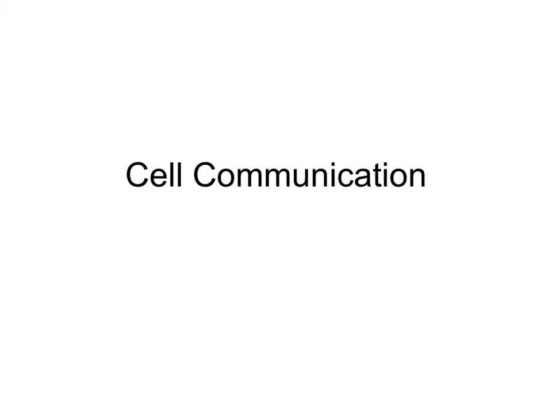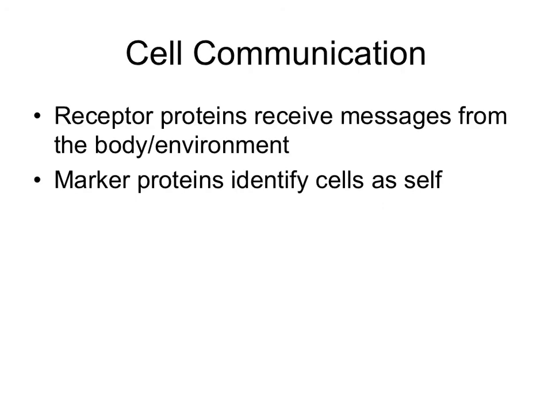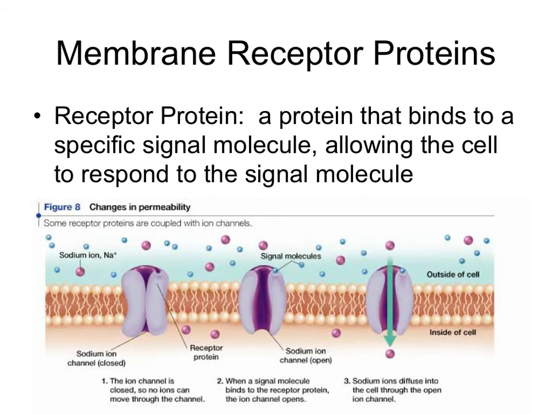The last thing we need to talk about is cell communication. The proteins that are on or in cell membranes can have a variety of functions. Sometimes they act as receptors, so they can receive messages from the body or from the environment. They might also act as marker proteins that allow the cell to identify itself as part of your body or as foreign material like bacteria. First, we'll talk about receptor proteins.